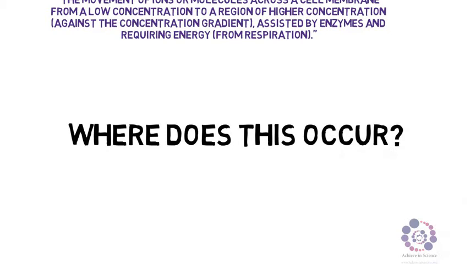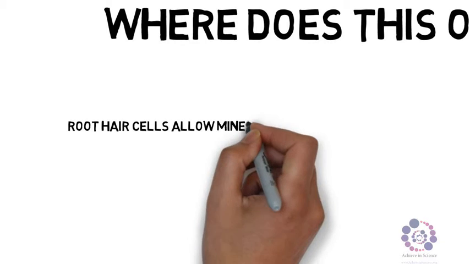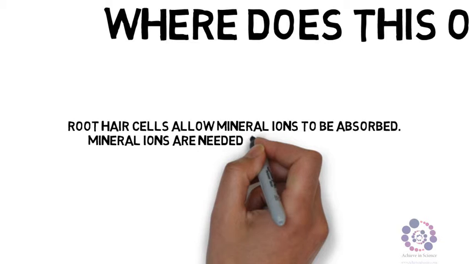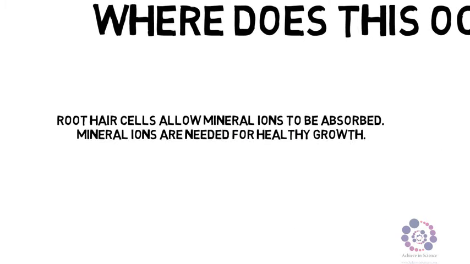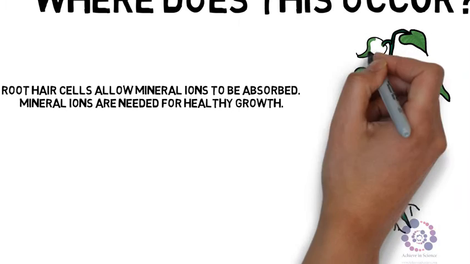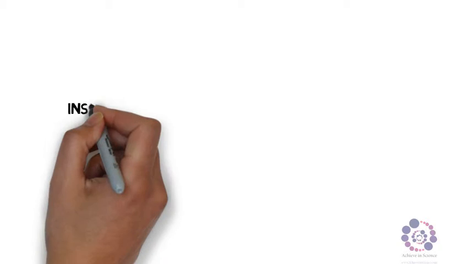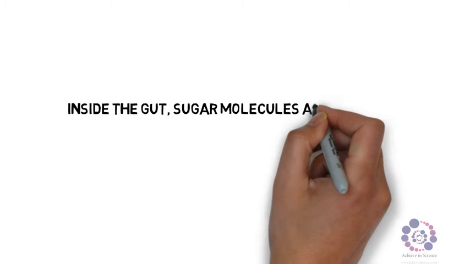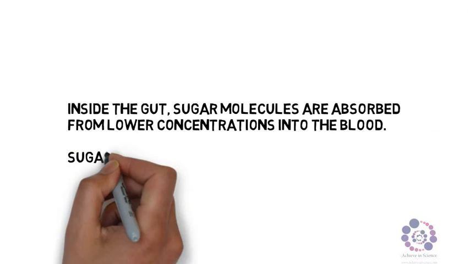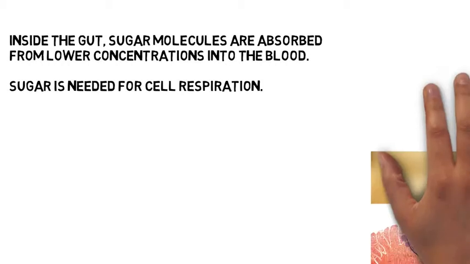So where does this occur? This occurs in plants, in particular within the root hair cells, to allow minerals, ions, to be absorbed from the surrounding soil into the plant, which the plant requires for its growth and repair. Within humans, inside our gut, sugar molecules that are small enough can flow from a low concentration into a higher concentration.